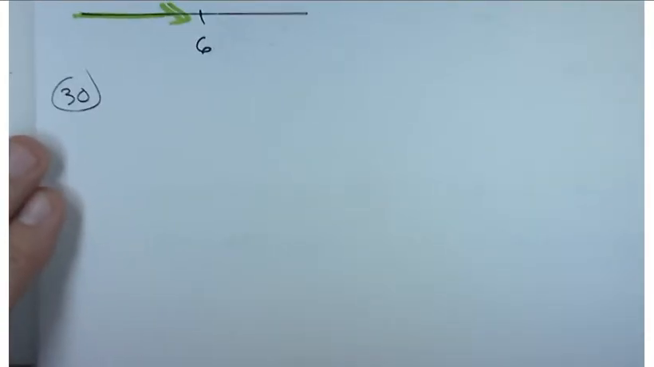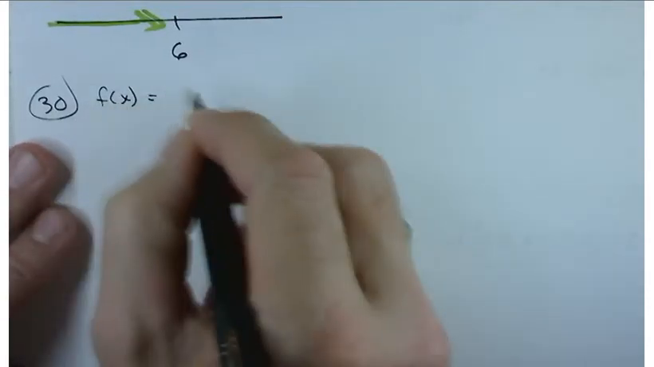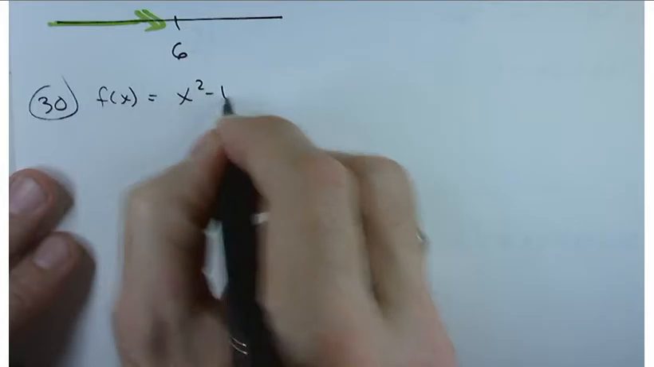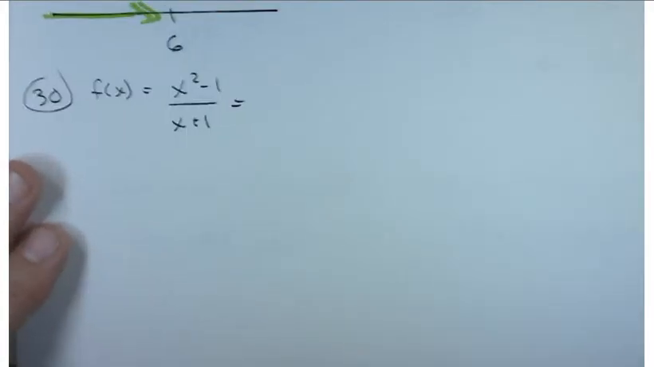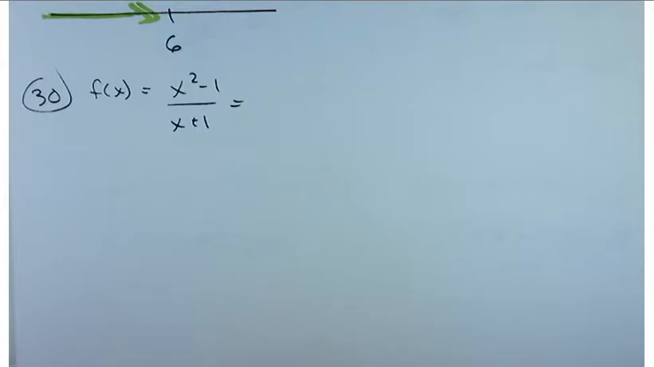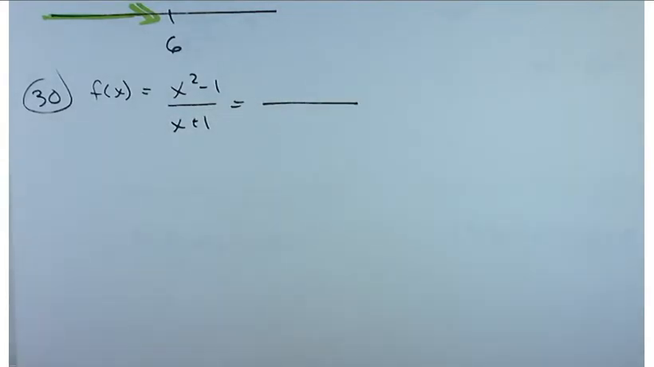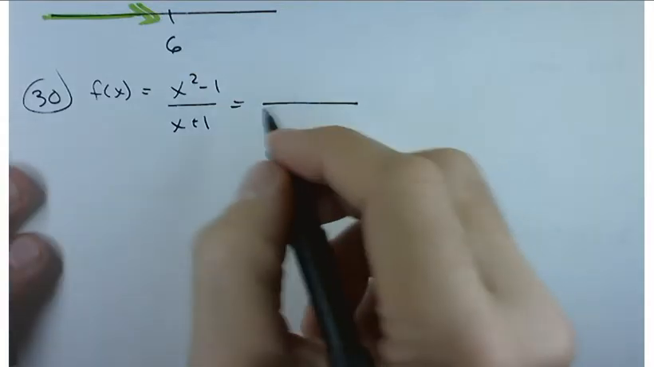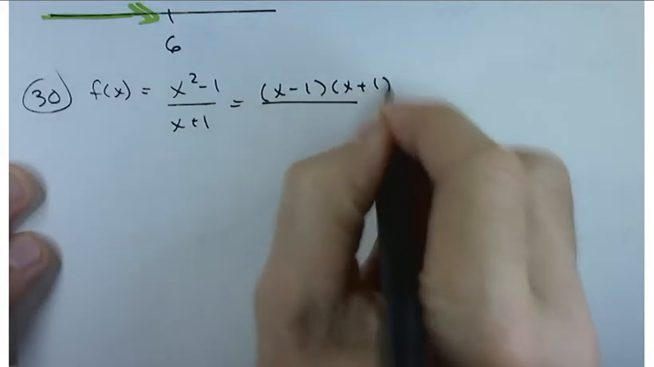Let's look at problem number 30. Before we graph this, before we look at the graph, I want us to look at the function and maybe make a prediction. f of x is x squared minus 1 over x plus 1. Now, where is this function going to have issues? Where are we going to have problems with it? At negative 1. So at negative 1, there's going to be issues. But what kind of issues? Well, let's see here.